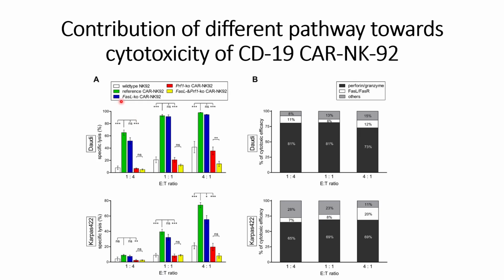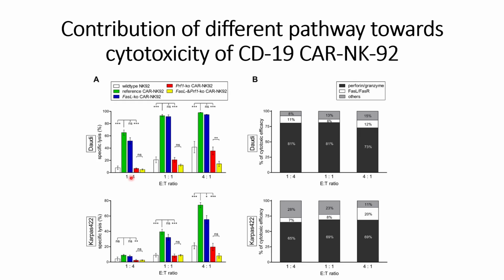For the FasL ligand knockout, they see no significant decrease for all three effector to target ratios, meaning this FasL ligand might not be playing a significant role in the cytotoxicity. Then they check the results for the perforin 1 knockdown CAR-NK92 cells.